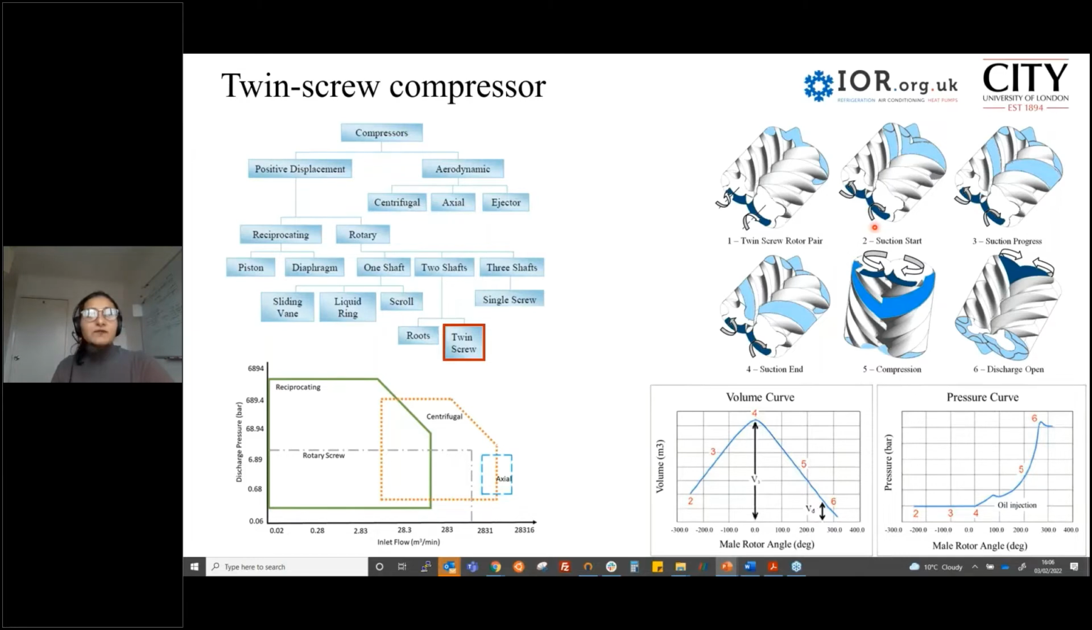So this diagram here shows simple techniques with screw machines, where you have a simple process with rotors, a male and female rotor. Gas goes in, gets compressed, and then comes out of the machine. And that's very much shown in this P-alpha diagram, which is pressure versus male rotor angle.